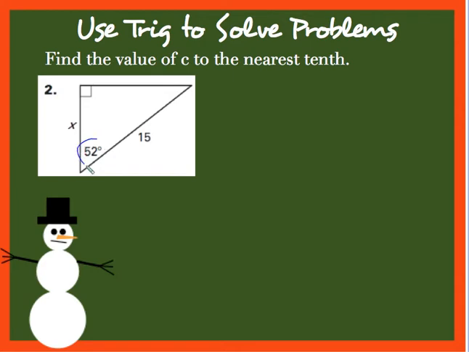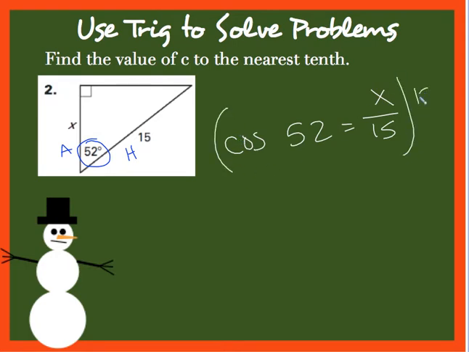Feel free to pause this if you need more time with that. So our acute angle is 52. We have the adjacent side is what we're looking for, and we have the hypotenuse. So that is cosine. And cosine is adjacent over hypotenuse. When the variable's on top, you multiply by the denominator. So in your calculator, you type 15 cosine 52, and that would give you your answer. And you get 9.2.